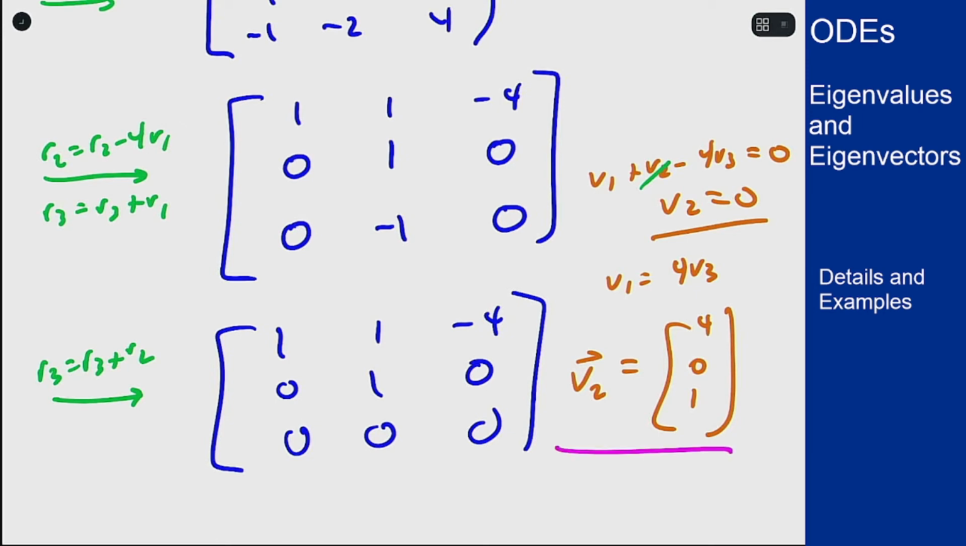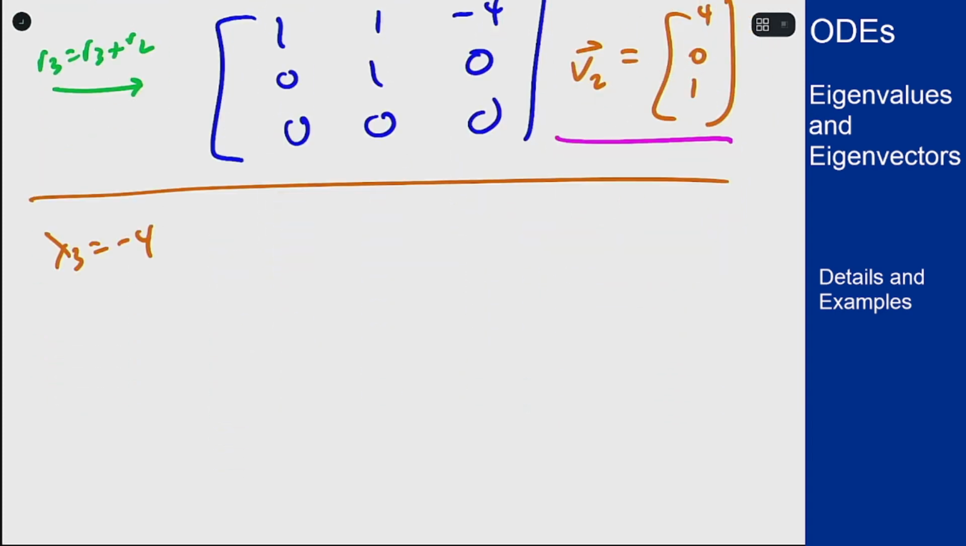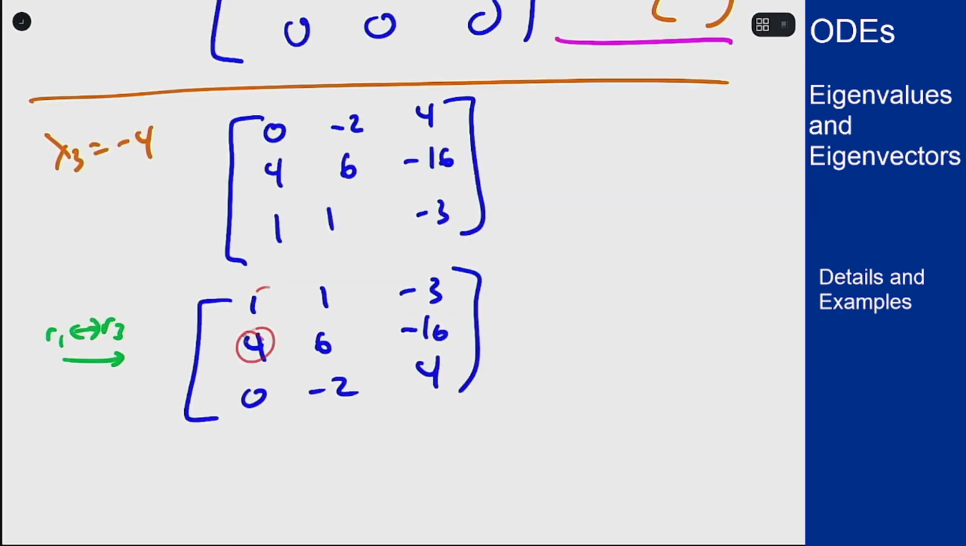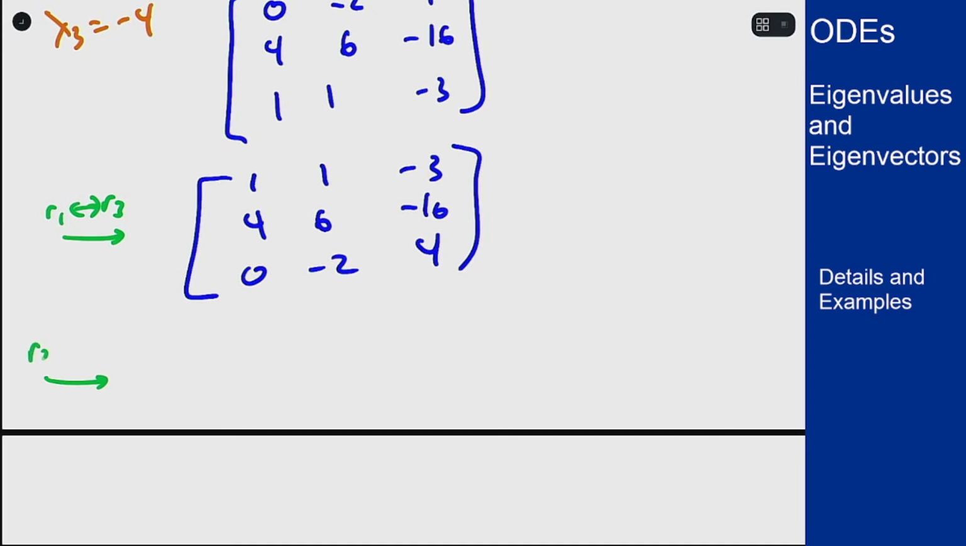And then finally, the last eigenvalue, lambda 3 is minus 4. We're now adding 4 on the diagonal instead of 2 or 3 to give the matrix. Looks like this. Now in this case, because I see a 0 up top here, I need to swap rows. So let's swap row 3 up there again. And then use this 1 to cancel out this 4. So R2 is R2 minus 4R1, which gives us 1, 1, minus 3, 0, 6 minus 4 is 2, negative 16 plus 12 is minus 4, 0, minus 2, 4.